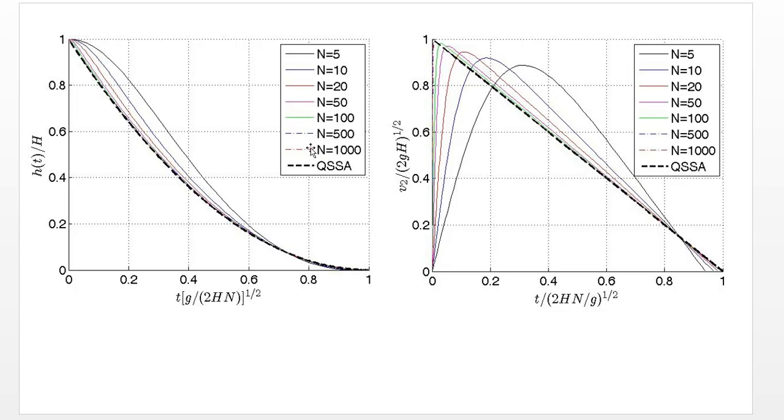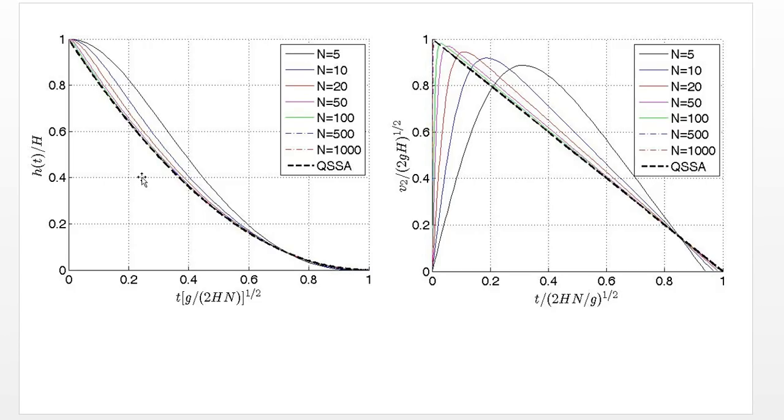So n between 50 and 100 corresponds to the radius of the hole being approximately 1/3 of the radius of the entire tank or smaller. So if the hole is 1/3 the size of the tank, that's a pretty large hole. And yet, even for that large hole, the quasi-steady state approximation looks very accurate.